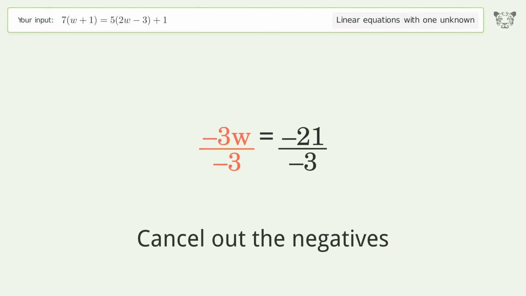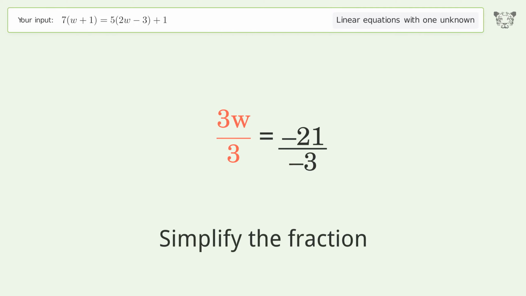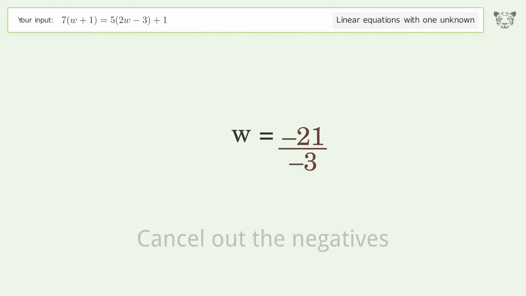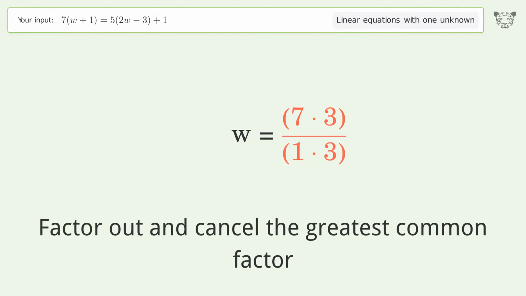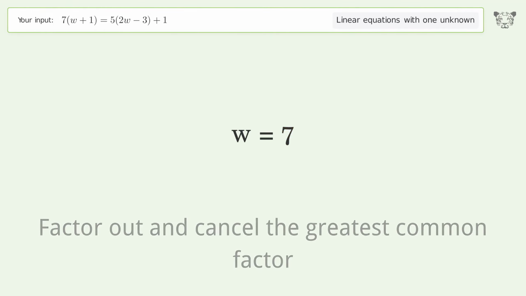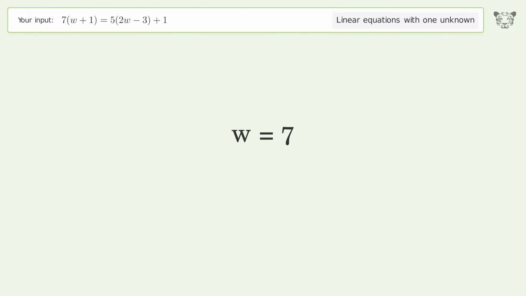Cancel out the negatives. Simplify the fraction. Cancel out the negatives. Find the greatest common factor of the numerator and denominator. Factor out and cancel the greatest common factor. And so the final result is w=7.